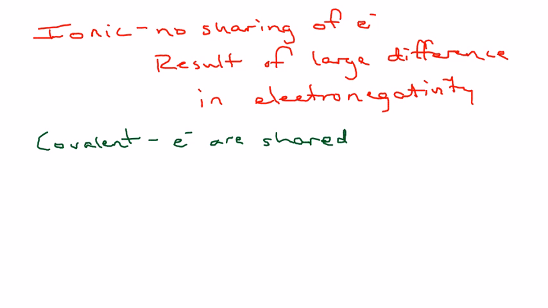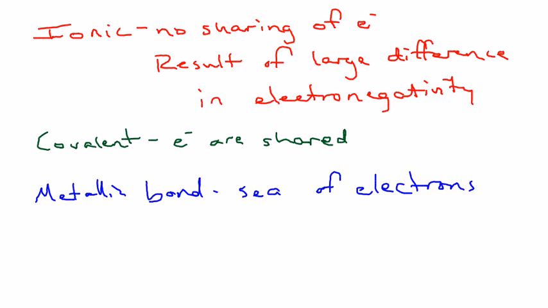The third type of bond is a metallic bond, and we talked about that kind of at the end here. The network bonds don't really count in this. That's a combination of several covalent bonds. So the third type is a metallic bond, and they are characterized by a sea of electrons. That's the big thing with a metallic bond.